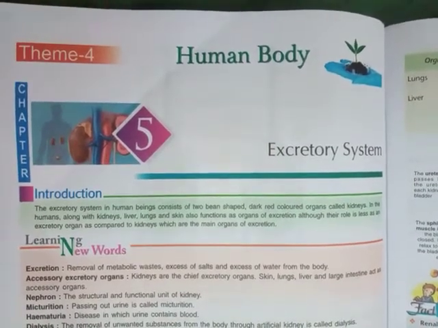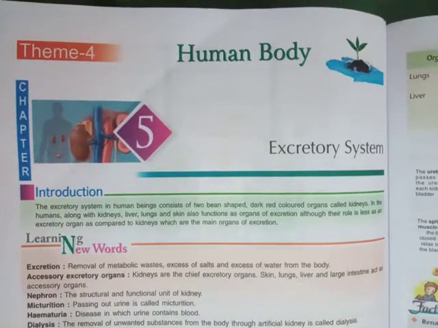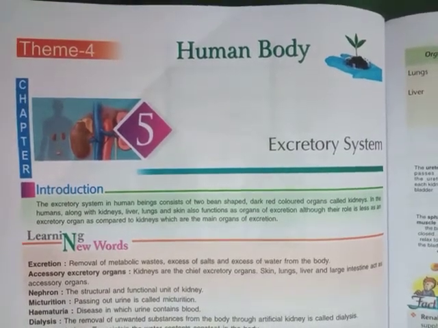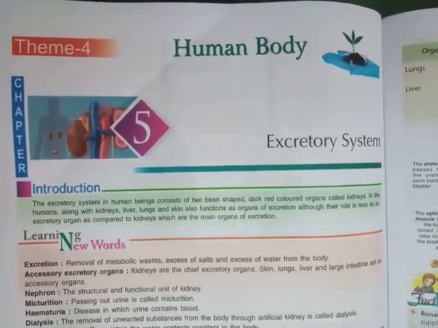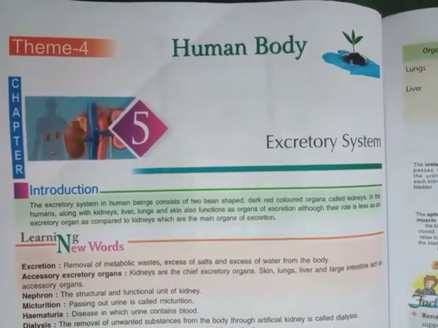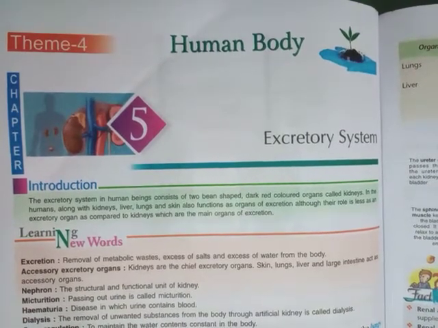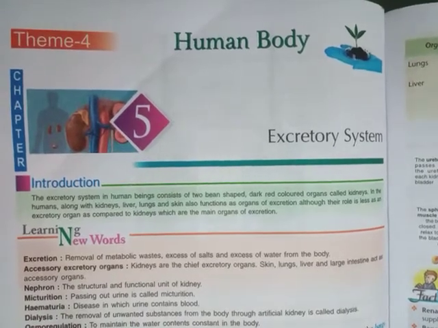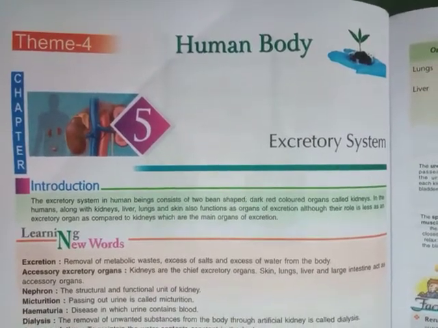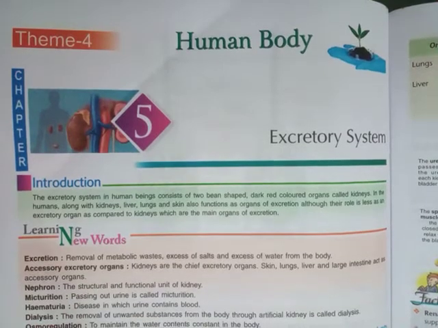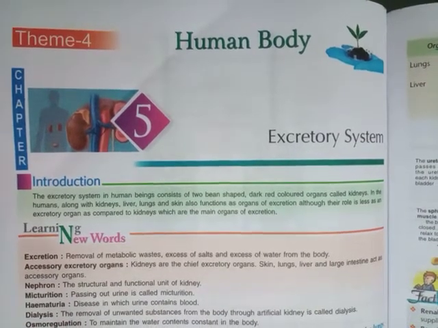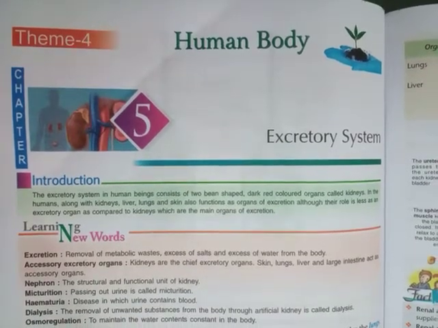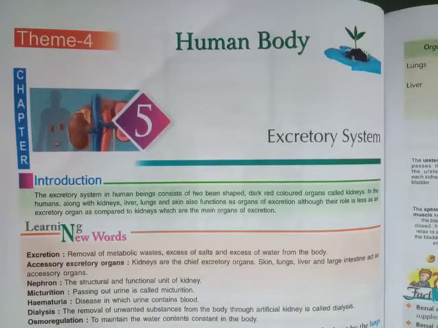Before going through this chapter, children should know the meaning of the words excretory system, excretion, or organs of excretion. So, first of all, you should know what is excretion. Excretion is the removal of nitrogenous waste from our body, and the organs which are involved in the process of excretion are called organs of excretion, and all these organs form a system. They make a system which is called excretory system.